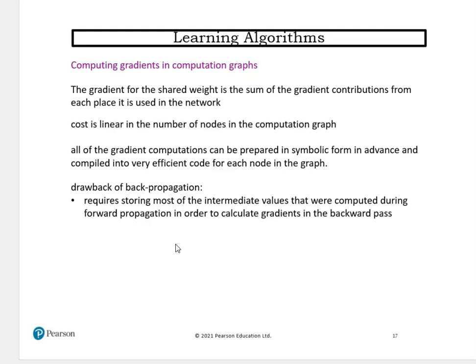So weight sharing, as used in convolutional neural networks, is handled by treating each shared weight as a single node with multiple outgoing arcs in the computation graph. So during backpropagation, this results in multiple incoming gradient messages. So it's clear then that the computational cost of backpropagation is linear in the number of nodes in the computational graph. Okay, it's the same as forward propagation.